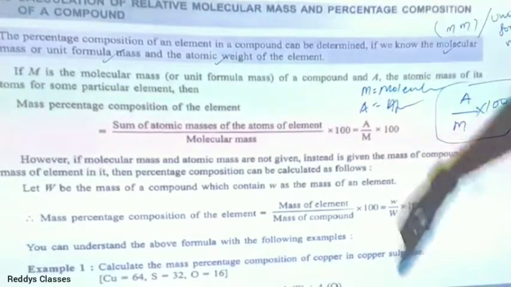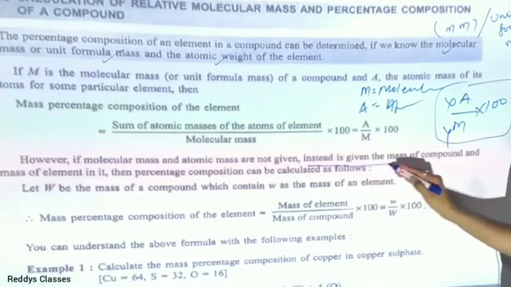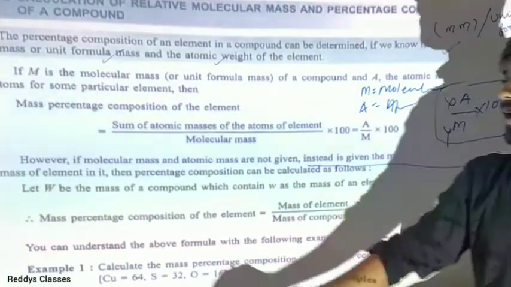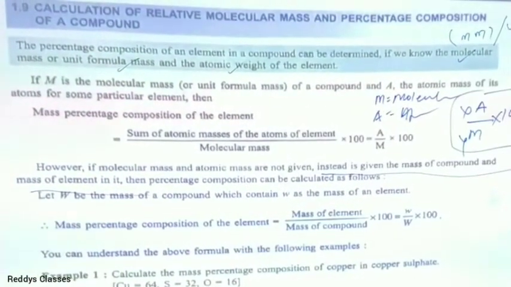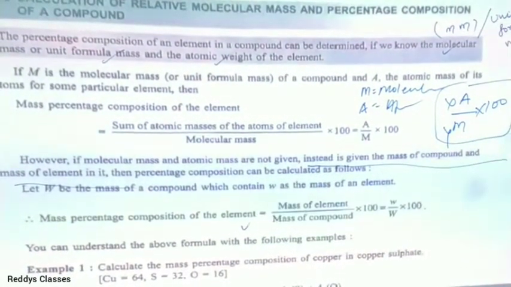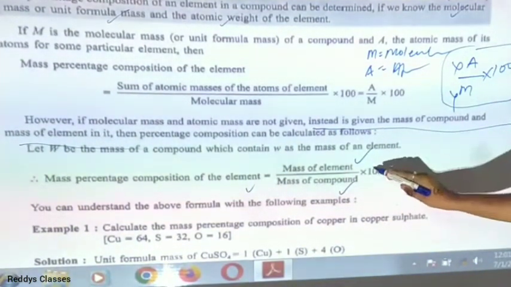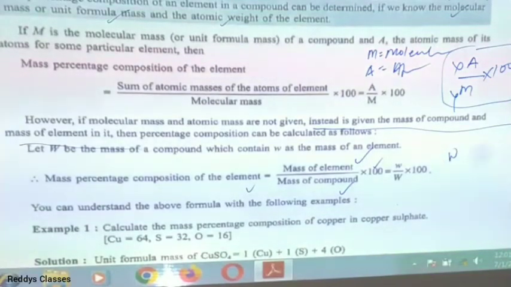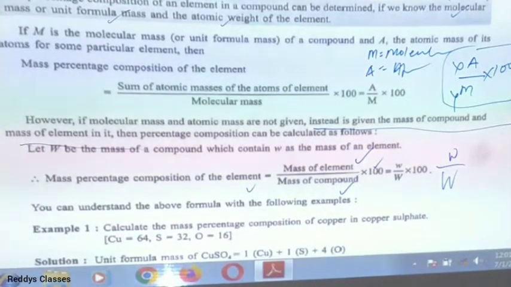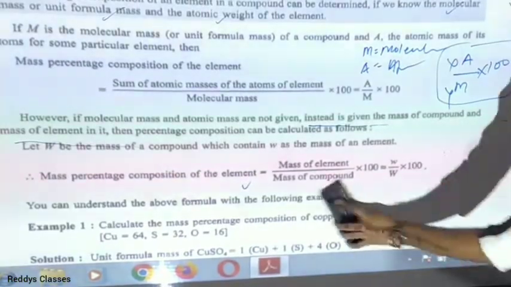However, if molecular mass and atomic masses are not given, and instead the mass of the compound and the mass of the element in it are given, the percentage composition can be calculated as follows. We use this formula: percentage composition of the element is equal to the mass of the element upon the mass of the compound, into 100. Small w is for the mass of the element, capital W is for the mass of the compound, into 100. Okay, there is one example. Let us solve this example given below.